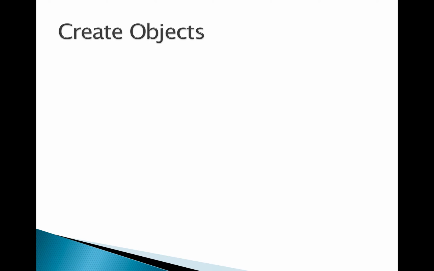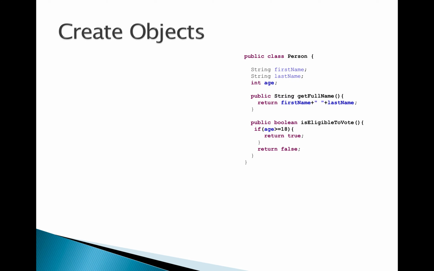How to create objects? Now we have created a class, public class Person, and Person has the properties first name, last name, and age, and it has the behaviors get full name and is eligible to vote. All these things we defined. Now we have created a template, and from this template I am going to get objects. I created a standard for person: to be a person, he should have a first name, last name, and age, a get full name method, and an is eligible to vote method. So it's a self-contained class I have created now.